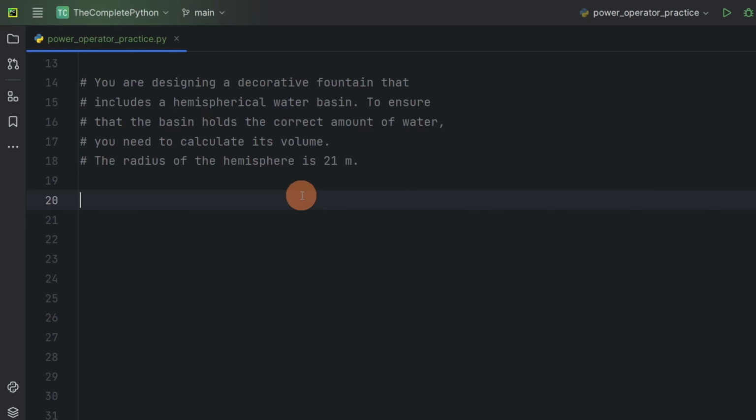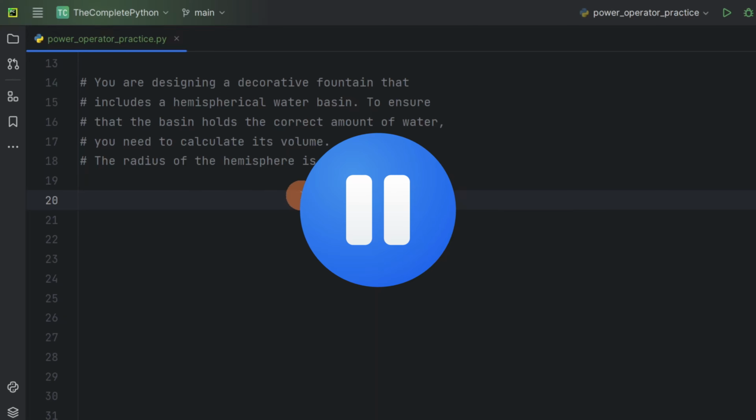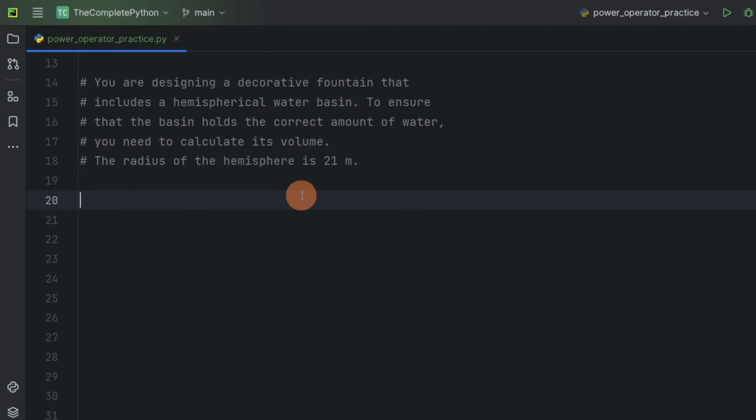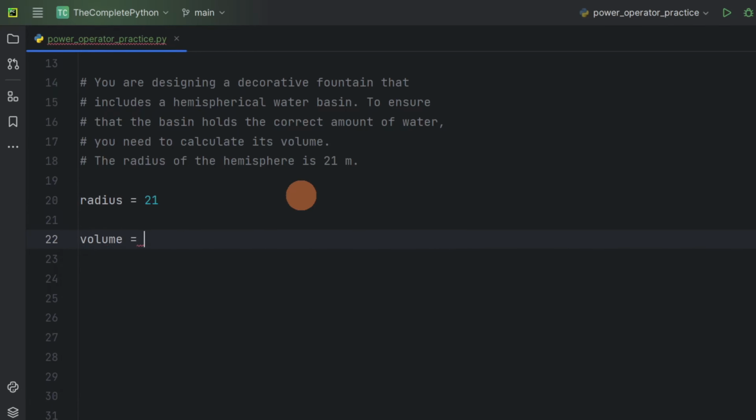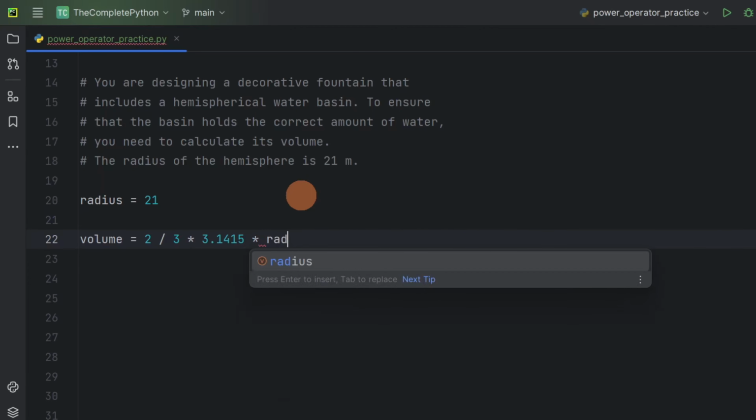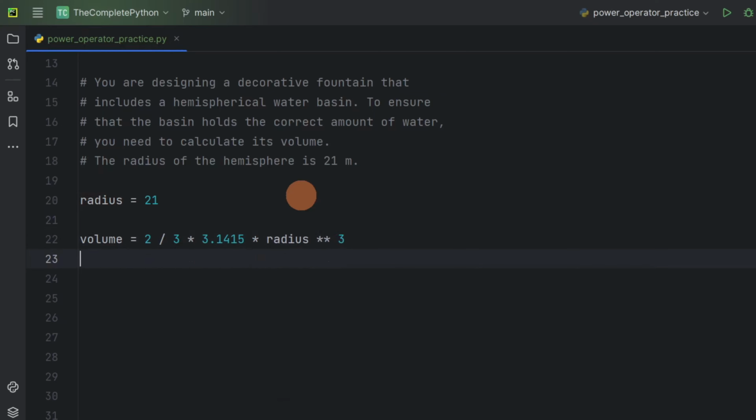I encourage you to pause this video and try to solve this problem. Let's calculate the volume of this hemisphere. So the radius of this hemisphere is 21 meters. Now let's calculate its volume. So the volume of a hemisphere is 2 by 3 multiplied by the value of pi. Suppose pi is 3.1415, and multiplied by the cube of the radius. So radius cube. Next, let me display the volume of the hemisphere.